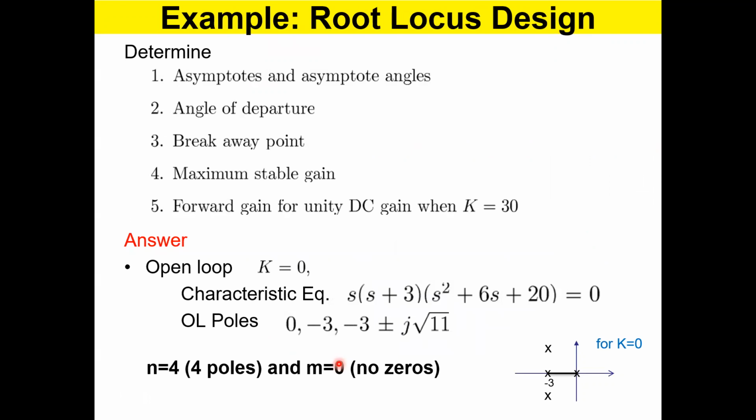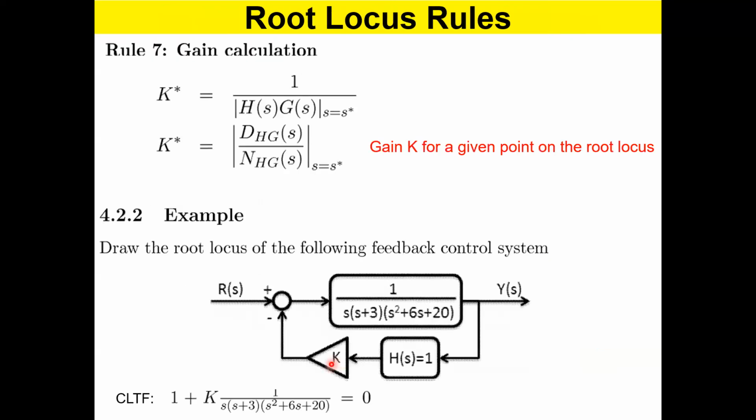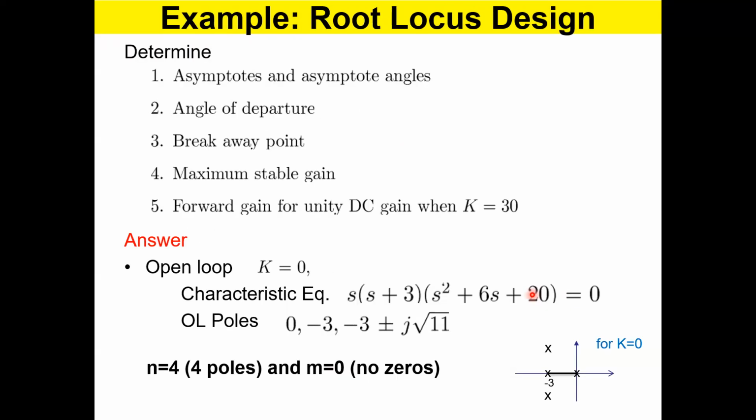And also number 5, there's something else: forward gain for unity DC gain when k equals 30. After you design your plant, let's say k equals 30, and you are asked to calculate the forward gain to maintain unity DC gain. Unity DC gain means that whatever value R has, you get the same value at the output, 1 to 1. If you are able to work out number 1 to number 5, you are done.